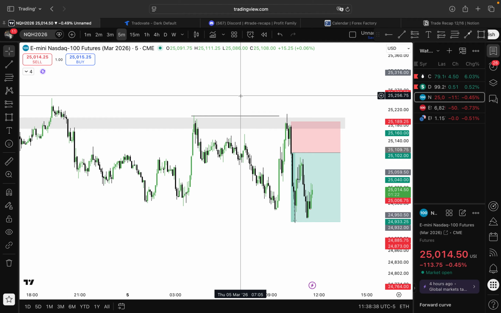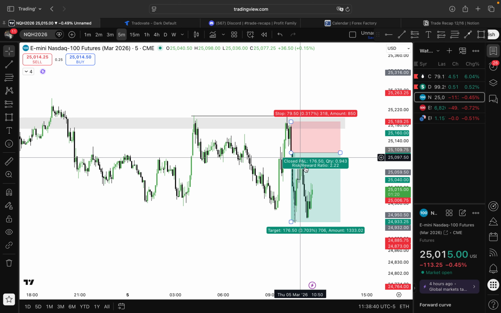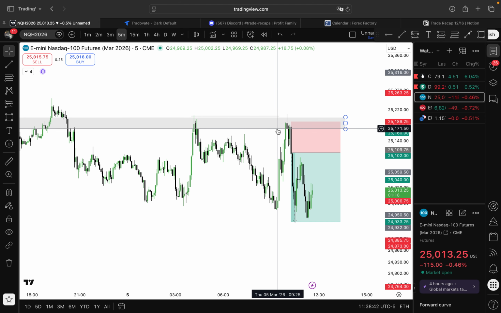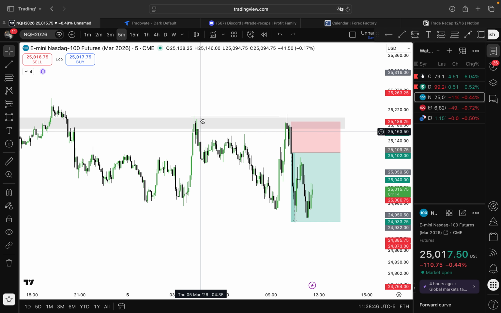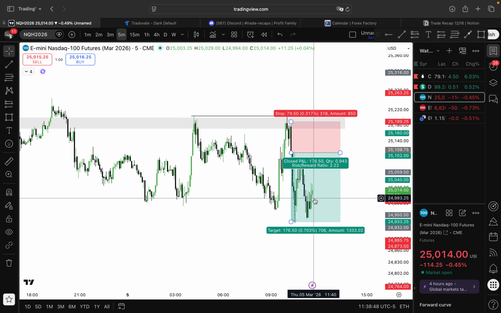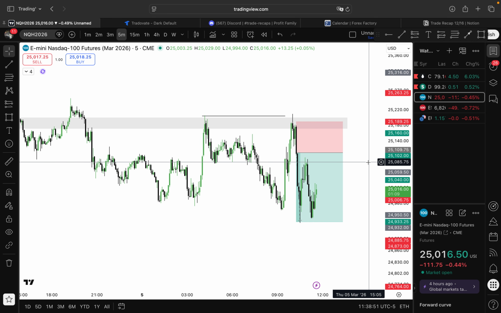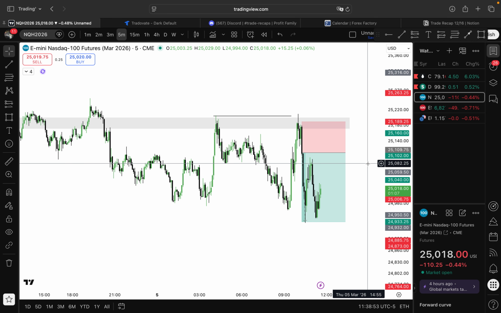So yeah, y'all could just be aware of whether you're in premium or discount, delivery from a fair value gap, liquidity sweep, and clear targets and bias, and you could trade the inversion fair value gap model. That's really pretty much all it is to it.